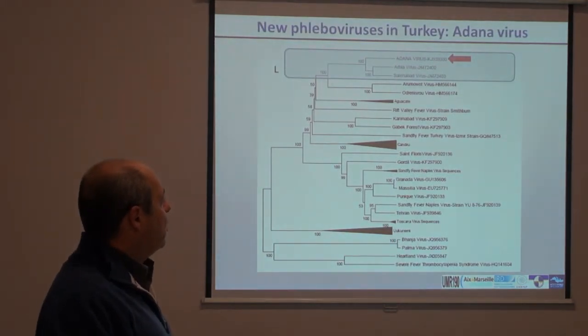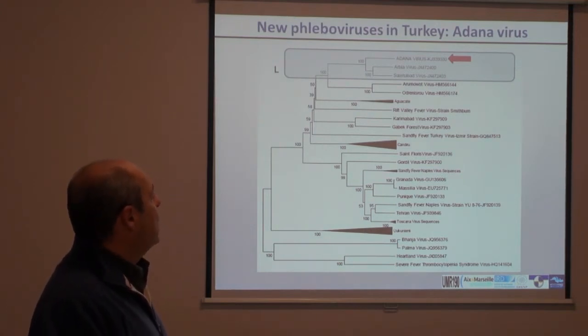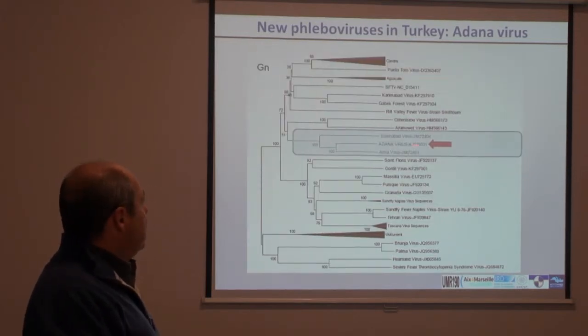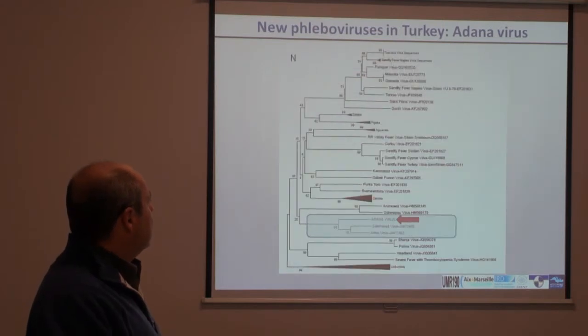And we performed the complete genome determination using NGS on an Ion Torrent machine using the de novo approach. And by doing this approach, we were able to sequence the complete genome. So for the polymerase gene, as you can see, Adana virus is grouped with Arbia and Saliabad in the Saliabad complex. The GN gene also groups Adana in the same complex. Same thing for the GC gene.